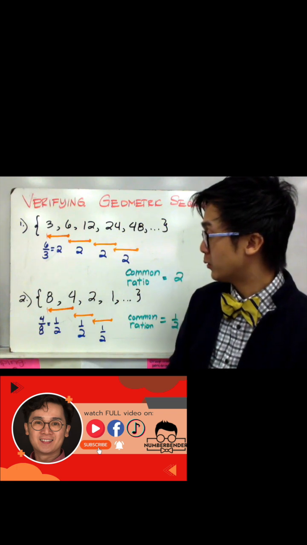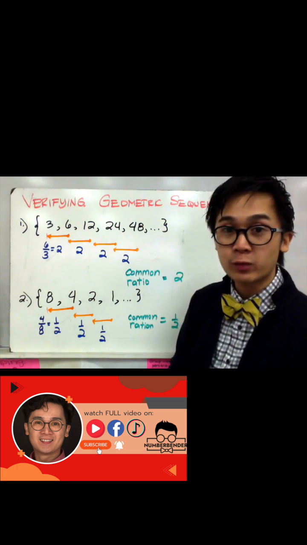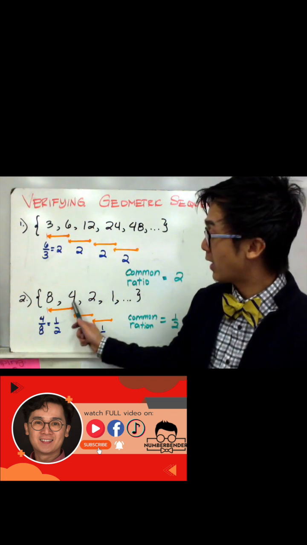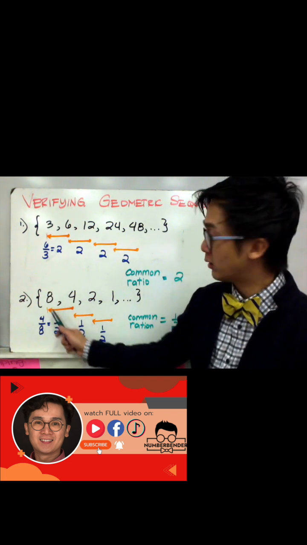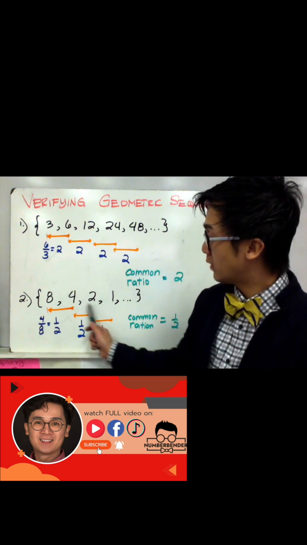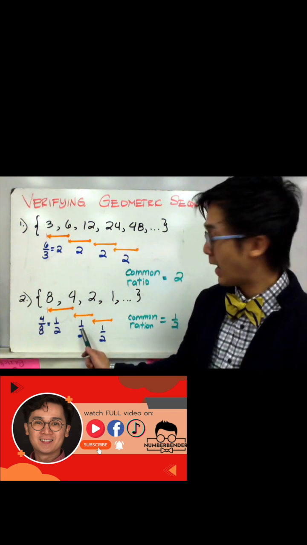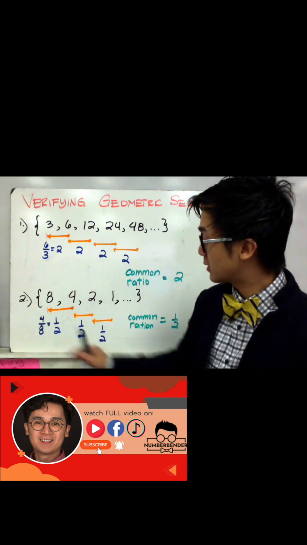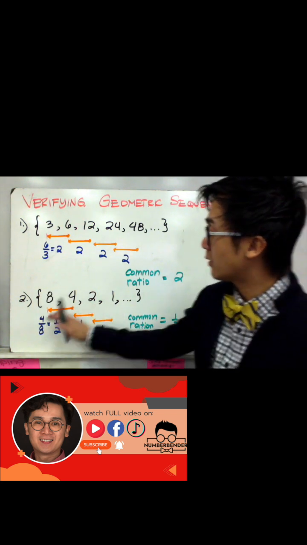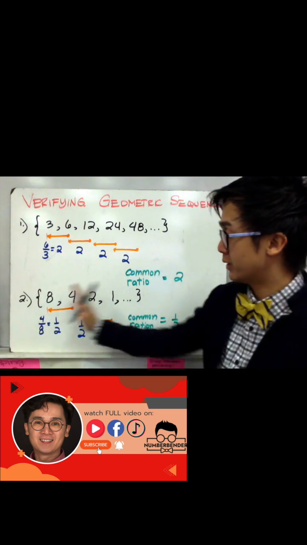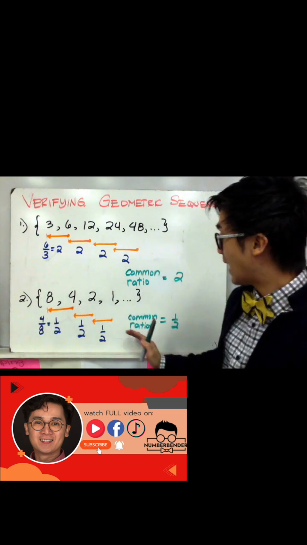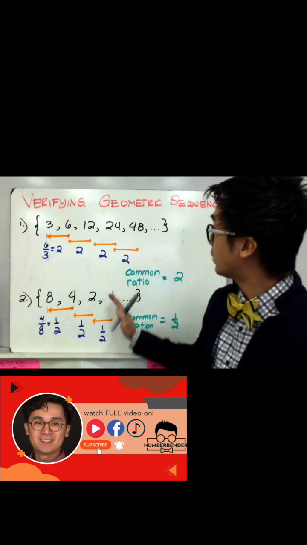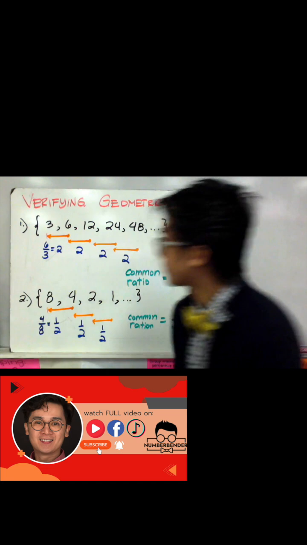Now for number 2, to verify if it's a geometric sequence, we're simply going to repeat what we did in example number 1. So divide 4 and 8 and you'll get 1/2. 2 divided by 4 is also 1/2, and 1 divided by 2 will give us 1/2, which is common to all the quotients of each of these pairs of numbers in our sequence. That means the common ratio exists and it's verified to be a geometric sequence.